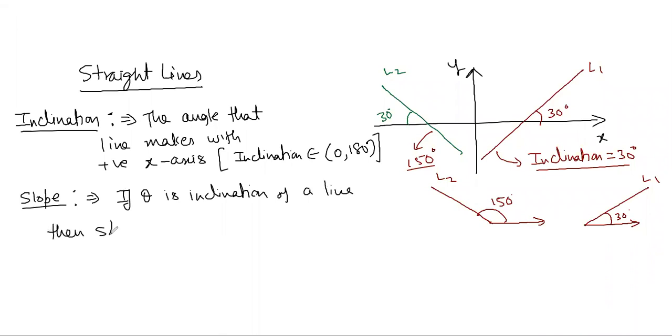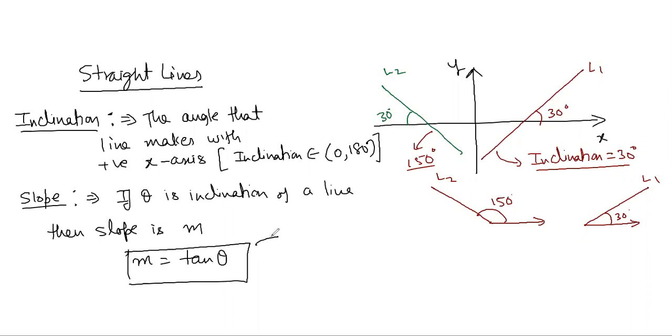then slope is given by m and m is equal to tan theta. Okay. So slope of a line is tan of inclination of that line. Okay. Slope can be positive or negative. So slope is positive if theta is acute and slope is negative if theta is obtuse.